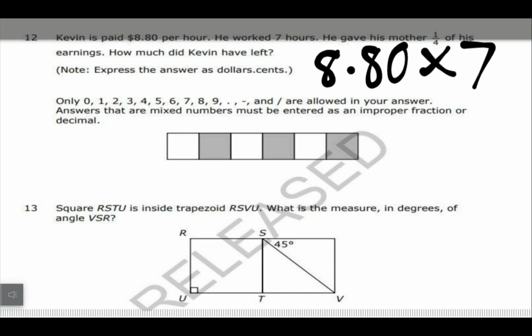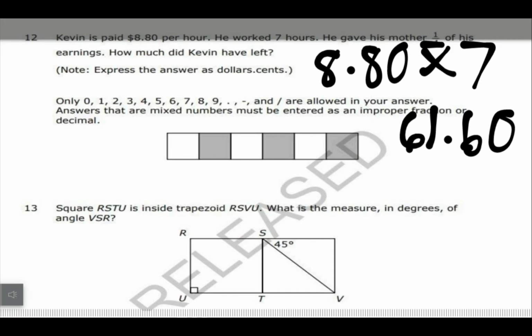All right, so the first thing I want to do is multiply and see how much he made altogether. So he worked 7 hours and he gets paid $8.80. So I just want to multiply those. That means he made $61.60. All right, now there's two ways you can do this. You can multiply this by 1/4 and then subtract.